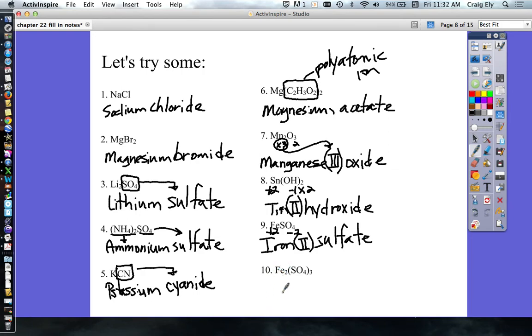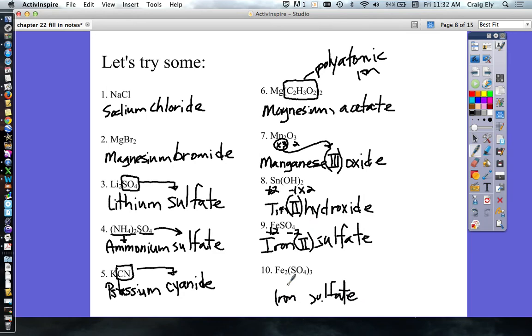Number 10, same elements, iron and sulfate, but notice the sulfate has a subscript of 3 after it, and iron has a subscript of 2 after it. So let's think about what we did for number 7 with magnesium oxide. I told you if you've got a 2 and a 3 as your subscripts, you should pretty much think lowest common multiple of 6. So let's write this out. I've got iron, and I've got sulfate.